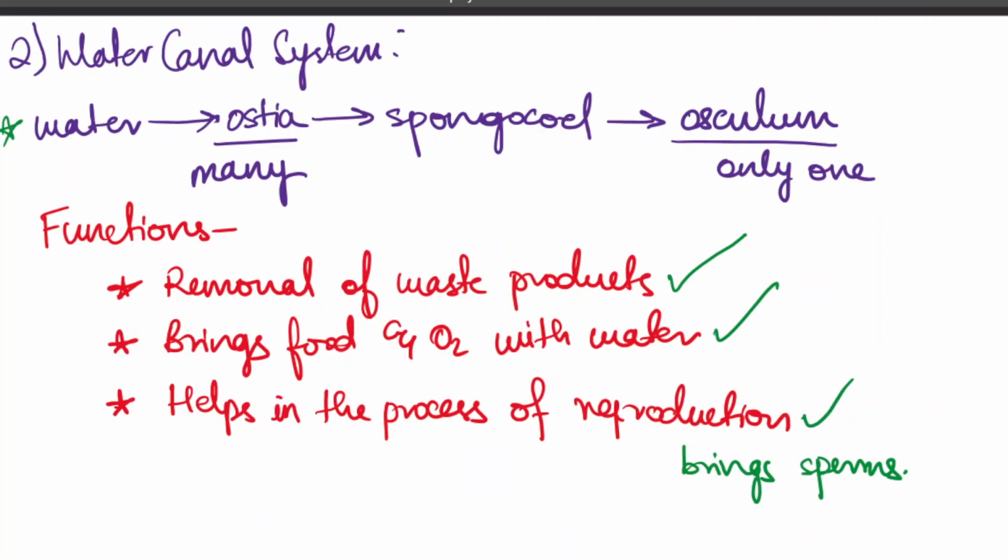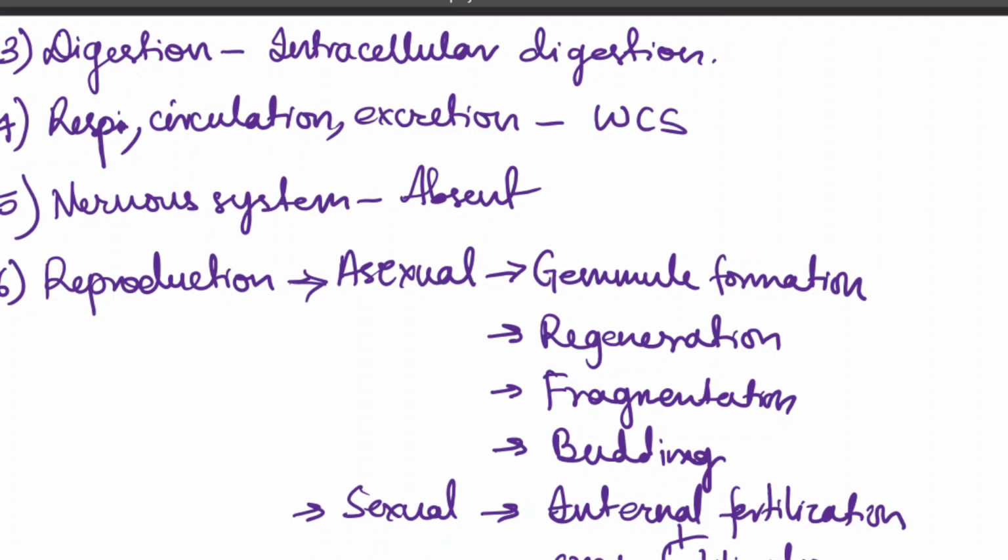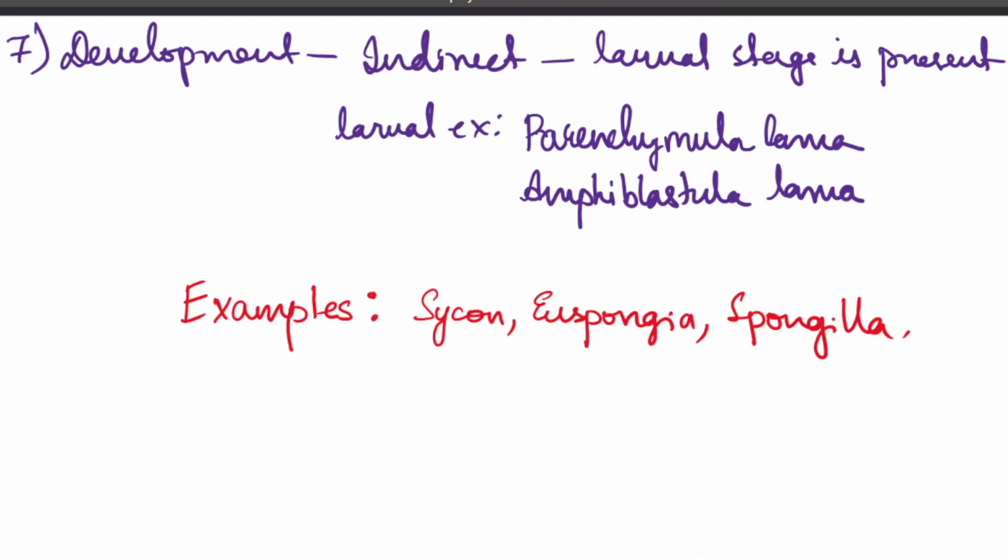Next, we have the water canal system. Water first enters the ostia, then it enters the spongocele, then it comes out from the osculum. These are the three functions, very important. Next is digestion: intracellular digestion. Respiration, circulation and excretion are by the water canal system. The nervous system is absent. Reproduction is sexual and asexual. Development is indirect. These are the larval names you can learn, and these are the examples for phylum Porifera. Thank you for listening and I hope you understood it all.